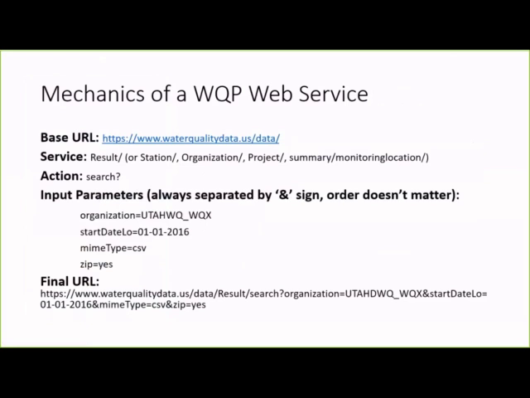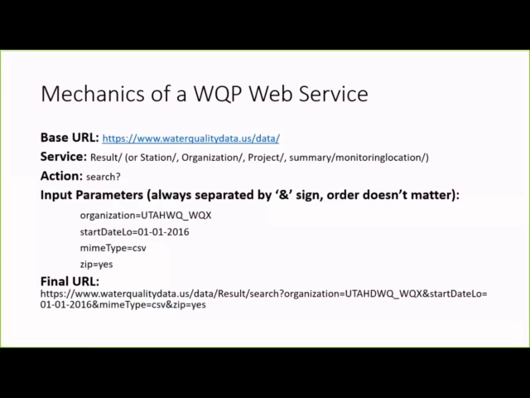So basically you can give it a URL, and that URL will resolve to a set of data. The way the water quality portal is structured is that there's the base URL, which points to the water quality portal itself. That top part, waterqualitydata.us/data, is the base part of the URL. That part is always the same. All of the different services and data types that you're trying to get always start with that.